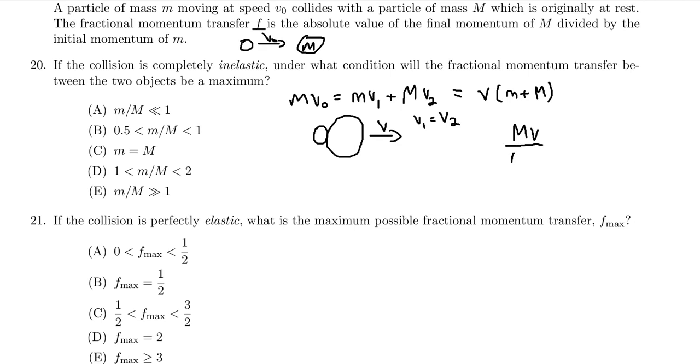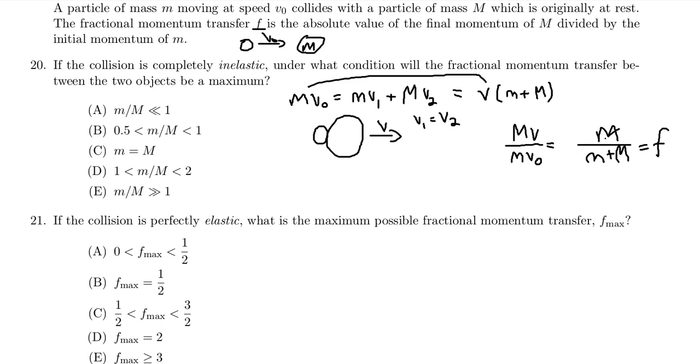So we want to know the ratio here of big M v divided by little m v0. We can use this equality here, and we'll see that the v's cancel out, and we just get m over (m plus M), which is our fractional momentum transfer.